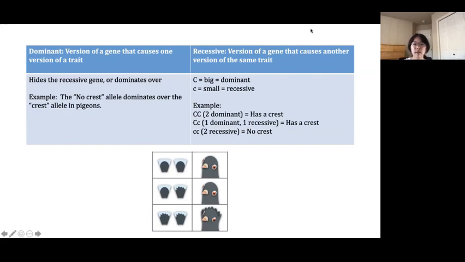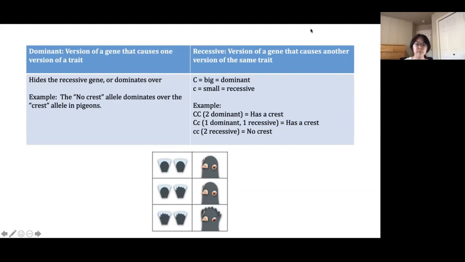On the flip side, you have recessive genes, which are versions or alleles of a gene that cause another version of the same trait. Going back to our crest again, usually with recessive genes, it only happens that if both the parents carry the recessive gene, the baby will also have that recessive gene. So if two parents have the crest allele, which is recessive, then the baby will obviously have the crest allele as well.